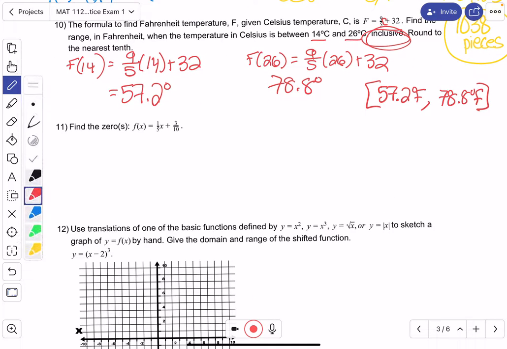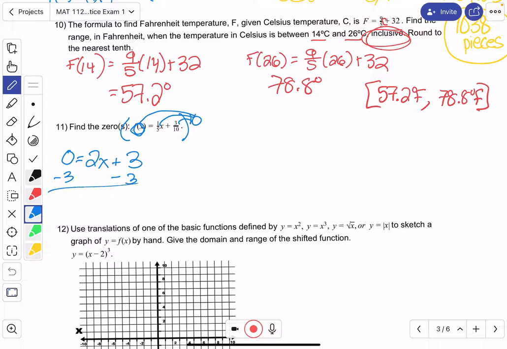Find the zeros. Remember, 0 is just another word for x-intercept, or when the function equals 0. So we're just trying to solve this equation for x. I'm going to multiply by the least common denominator to get rid of the fractions. So 10 times 0 is 0. 10 times 1/5. 10 times 1 is 10. Divided by 5 is 2. And 10 times 3 is 30. Divided by 10 is 3.